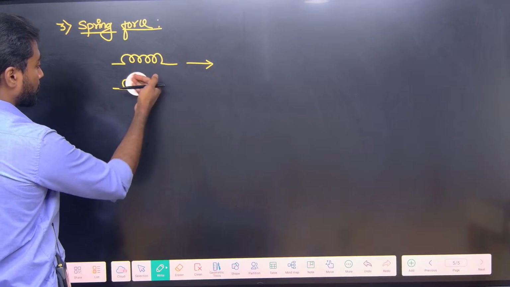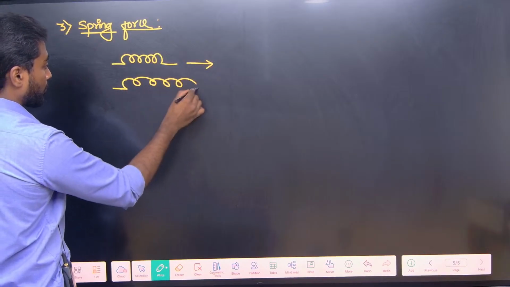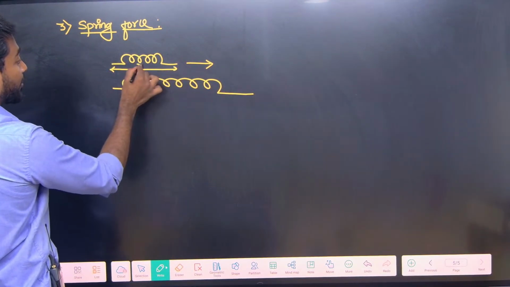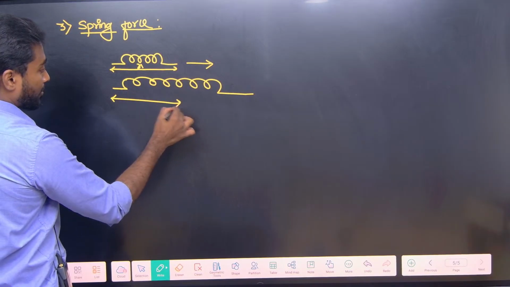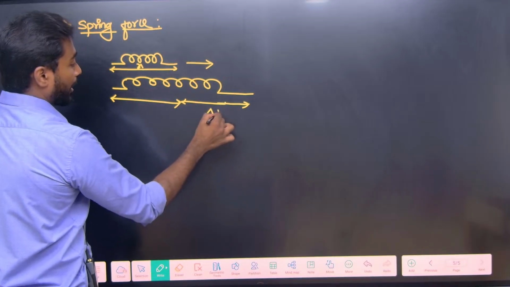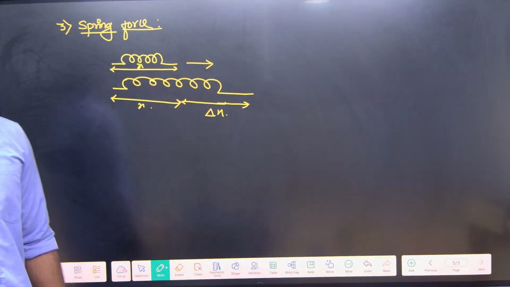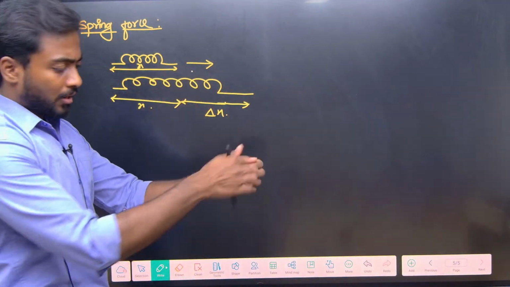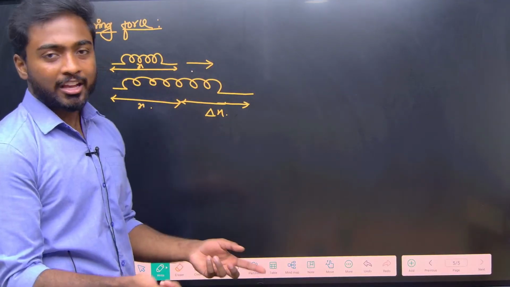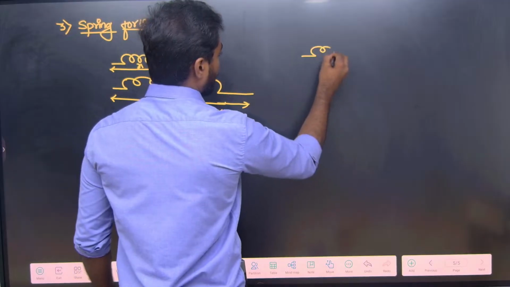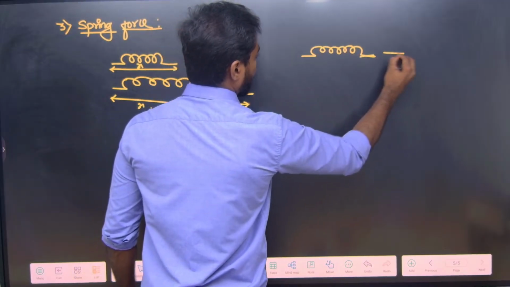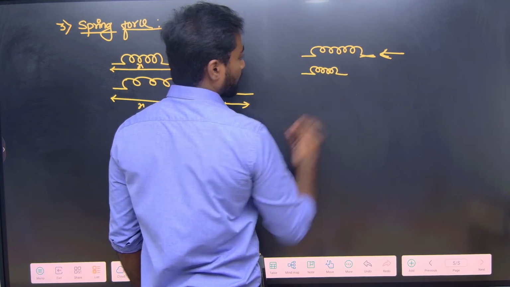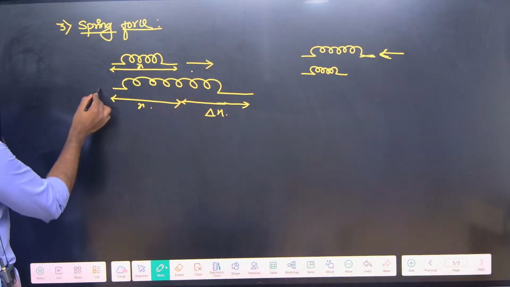So this was my original length x, the original length. This is x, and this is the change, delta x. Now if I give more force, more expansion takes place, less force, less expansion takes place, right? Now similarly, if this is my spring and I give the force towards the spring, what happens? It will get compressed.